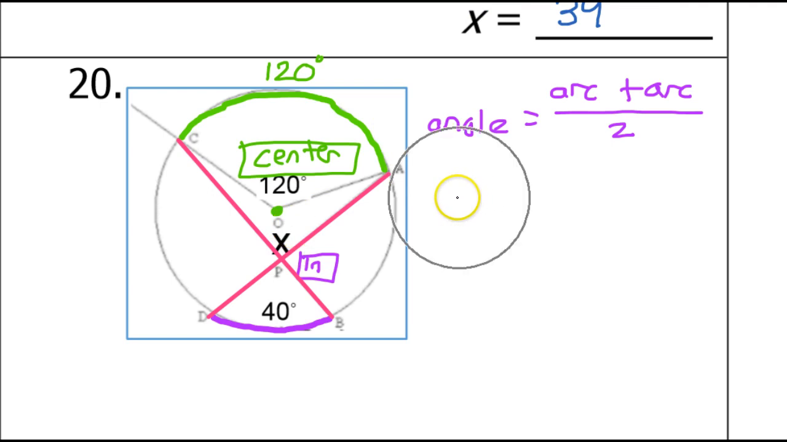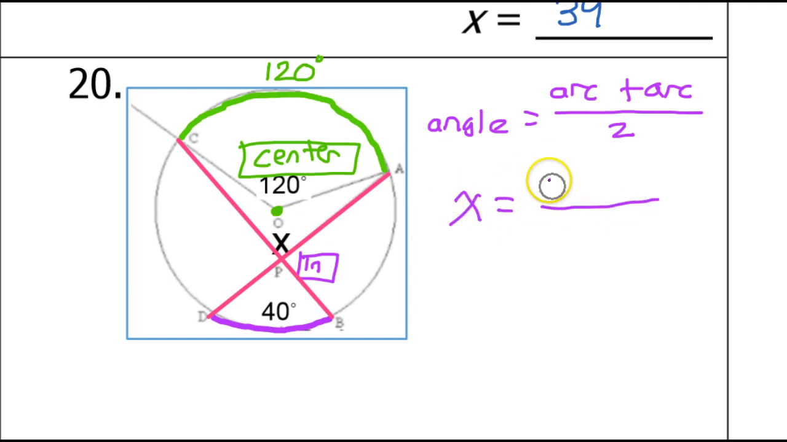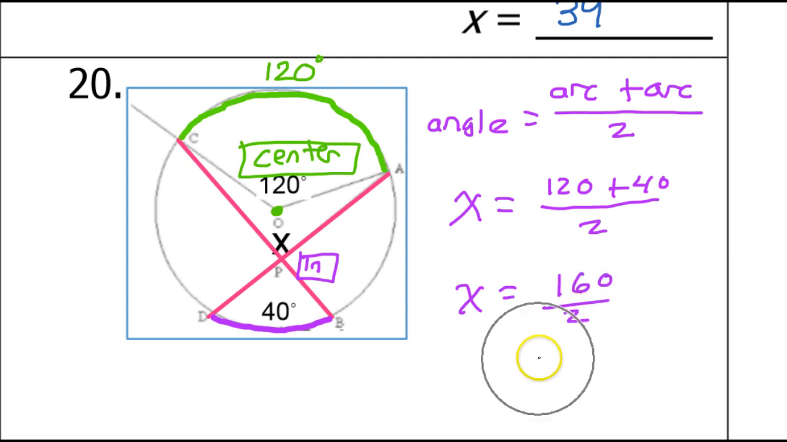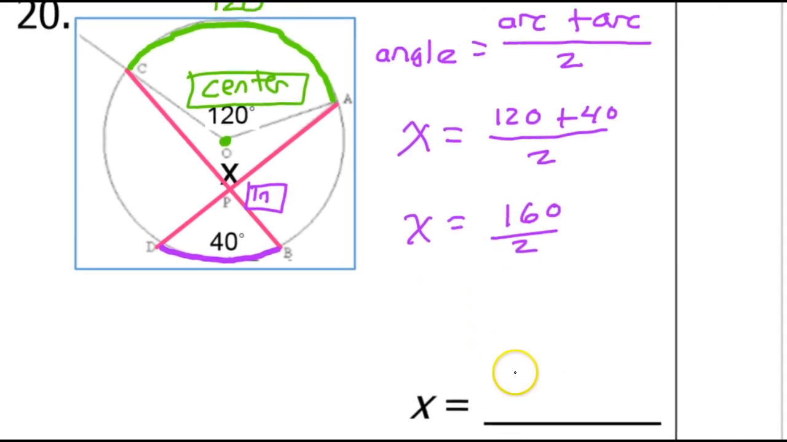So the angle is what we're looking for, so we can just go ahead and say x. And the arc plus arc, that's 120 plus 40 divided by 2. So that's 160 divided by 2, so that's 80.